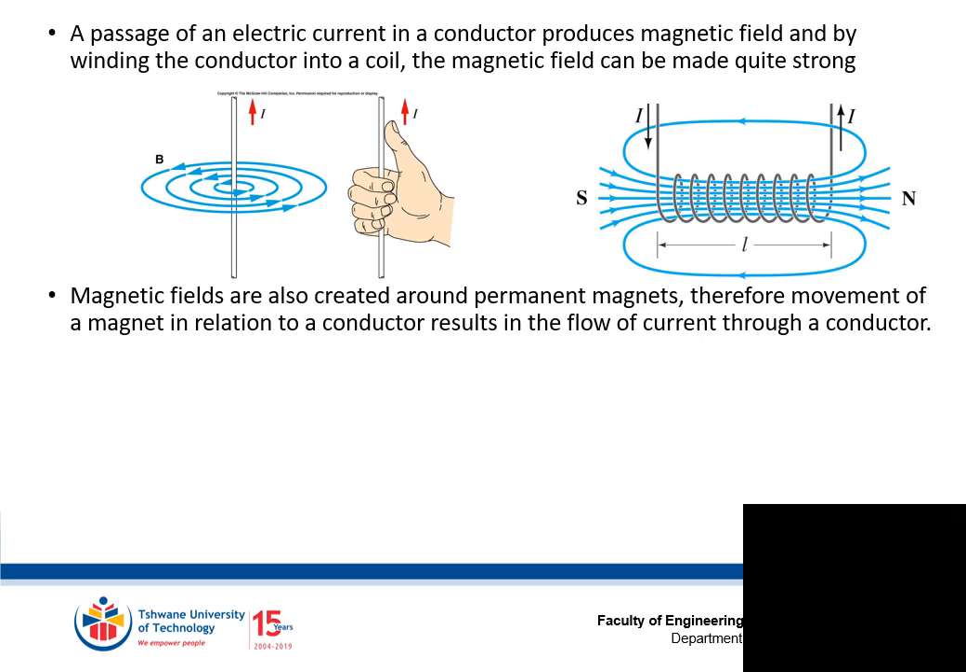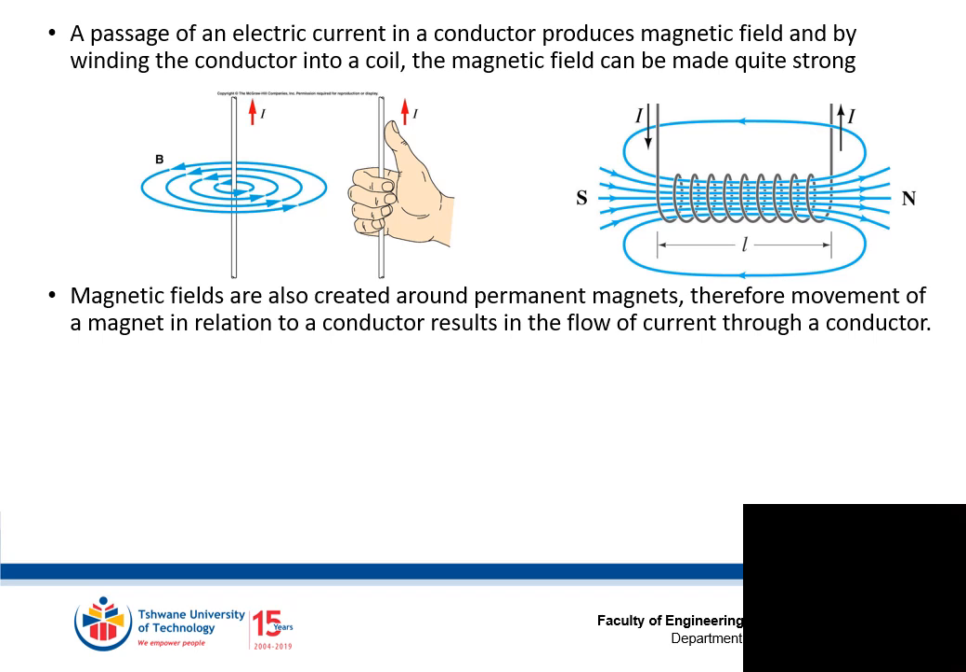When current flows through a conductor, it creates a magnetic field around that conductor, as shown in the picture on your left-hand side. It shows a current-carrying conductor with a magnetic field created around it. The current is represented by the red arrow, and the magnetic field is shown by the letter B.